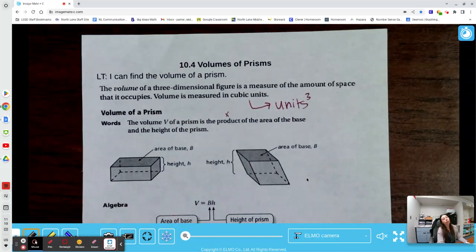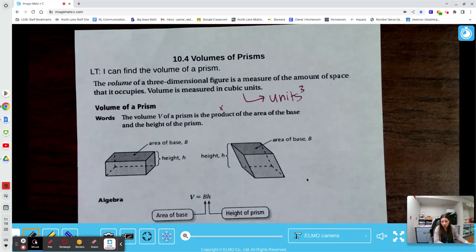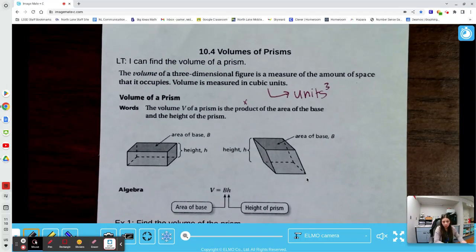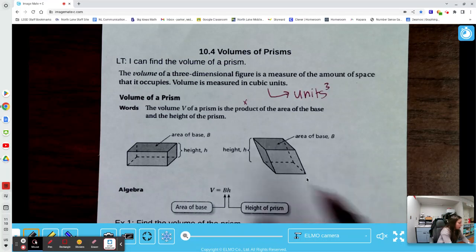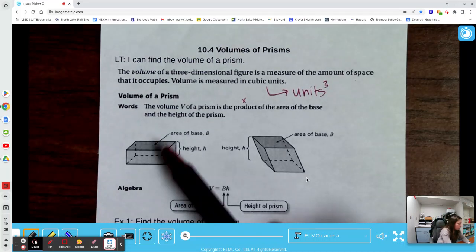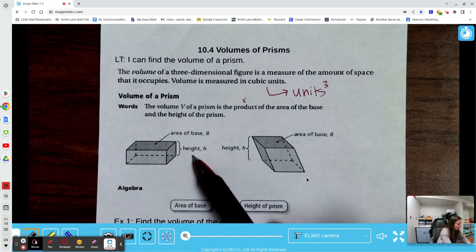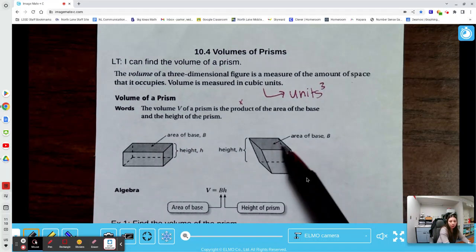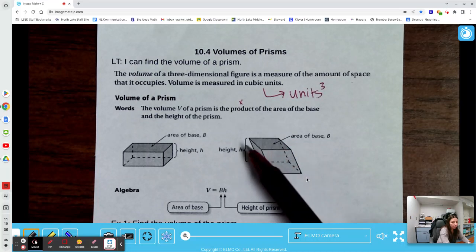So here's two examples of prisms. There are more. These are not the only two prisms that exist. Remember, whatever shape the bases are in a prism, that defines what type of prism it's going to be, whether it's rectangular, triangular, etc. So in this prism here, the bases are rectangles. So we find the area of the base and then we multiply it by the height. Same thing here. We find the base. In this case, again, the bases are rectangles, and then we multiply it by the height.